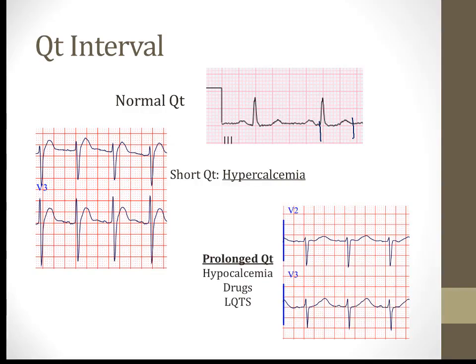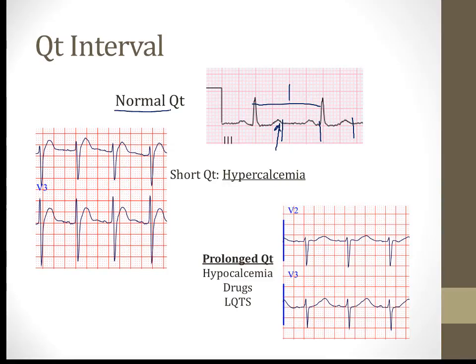A rule of thumb you can use, however, is that the T wave should end before you are halfway between two QRS complexes. So if we take the space between these two QRS complexes and mark the halfway point, you can see that the T wave in this example has finished before that halfway point, and that's what you see in a patient who has a normal QT interval.